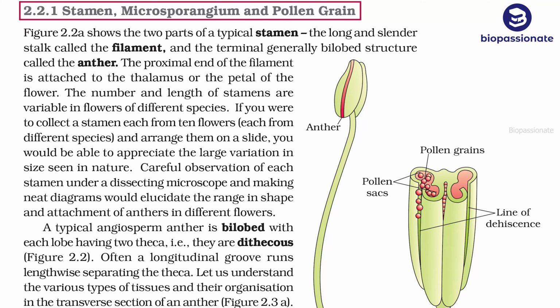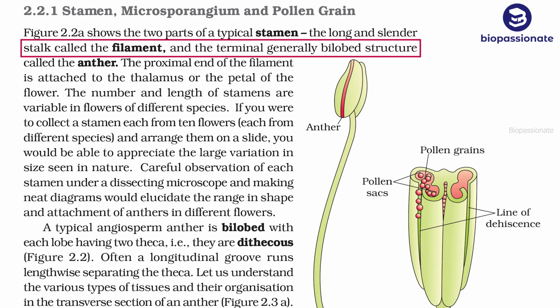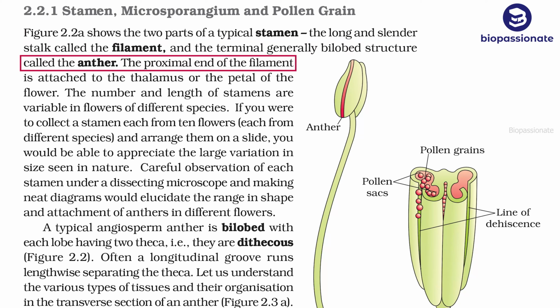2.2.1. Stamen, microsporangium, and pollen grain. Figure 2.2a shows the 2 parts of a typical stamen, the long and slender stalk, called the filament, and the terminal, generally bilobed structure, called the anther. The proximal end of the filament is attached to the thalamus or the petal of the flower.